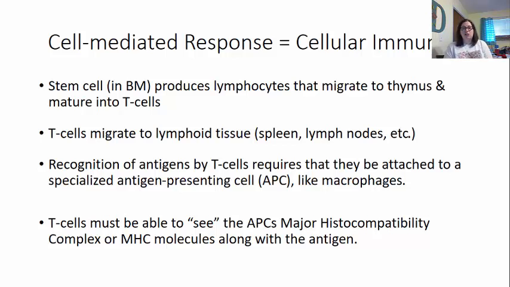We see recognition of antigens by the T cells requires that they be attached to a specialized antigen presenting cell. This is known as an APC. This is something like a macrophage. So the macrophage takes in the invader and then lets us know by putting out like a flag or a signal, and so these T cells can know that, hey, something is up. We have an invader in this area and we need to now go give help. It's almost like they're calling for reinforcements or backup in this sense. The T cells must be able to see these APCs. This is also known as the major histocompatibility complex, or MHC molecules, along with the antigens. So this allows them to be able to tell what potentially they're running into. Who is the potential invader at this point?